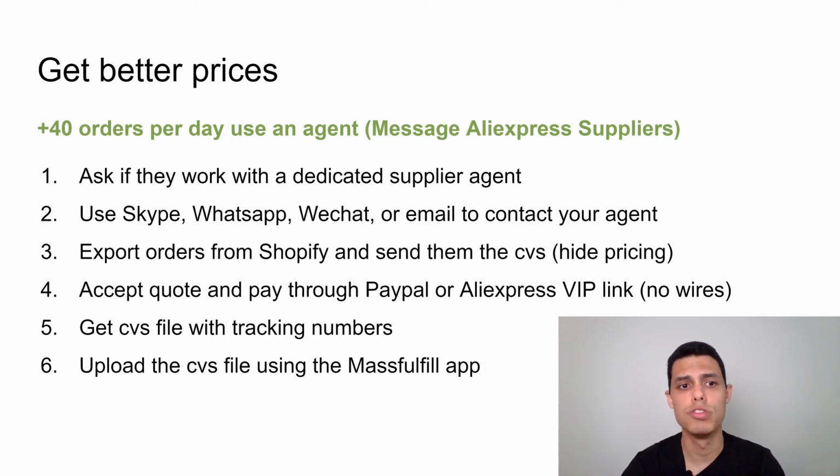And then what you do is, every day you have either your VA, your virtual assistant, or yourself export your orders from Shopify and send the CSV file. Make sure you hide the pricing. You don't want them to know the price you're selling the units for. So hide the pricing, send that CSV file every single day. And then they're going to give you a quote. Let's say you're selling 40, 100 units, they're going to tell you, okay, I'm going to charge you for these units, depending on the country. If you're shipping to Canada, US, UK, whatever, the total price is, let's say, $4,000.